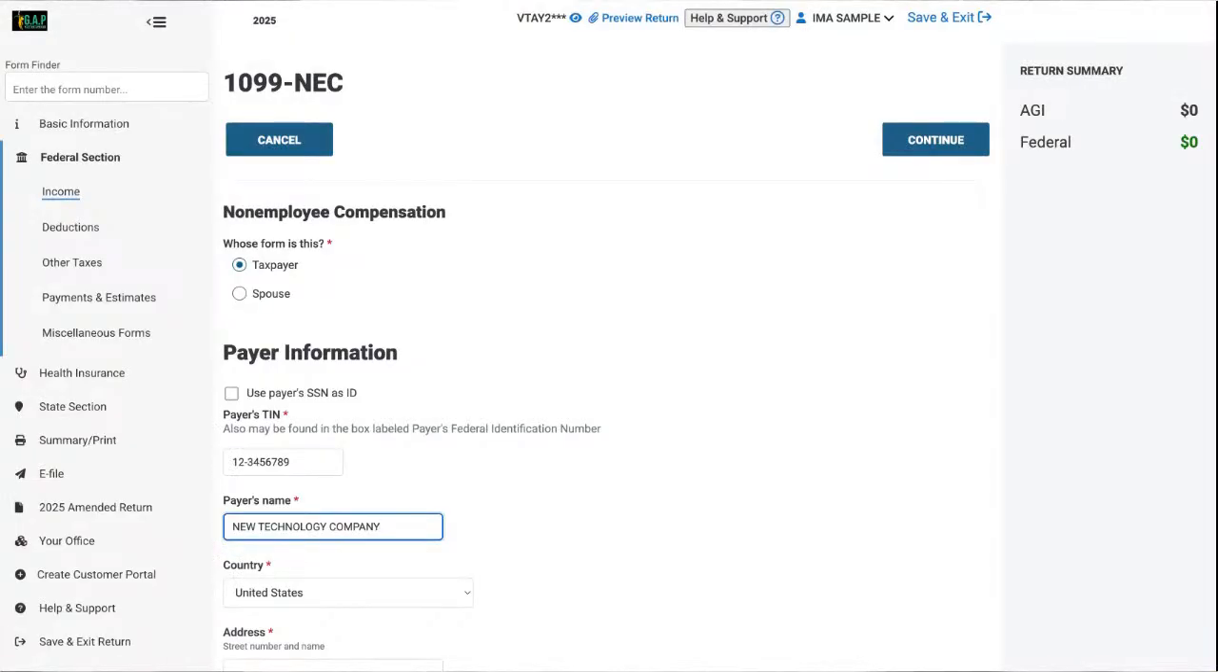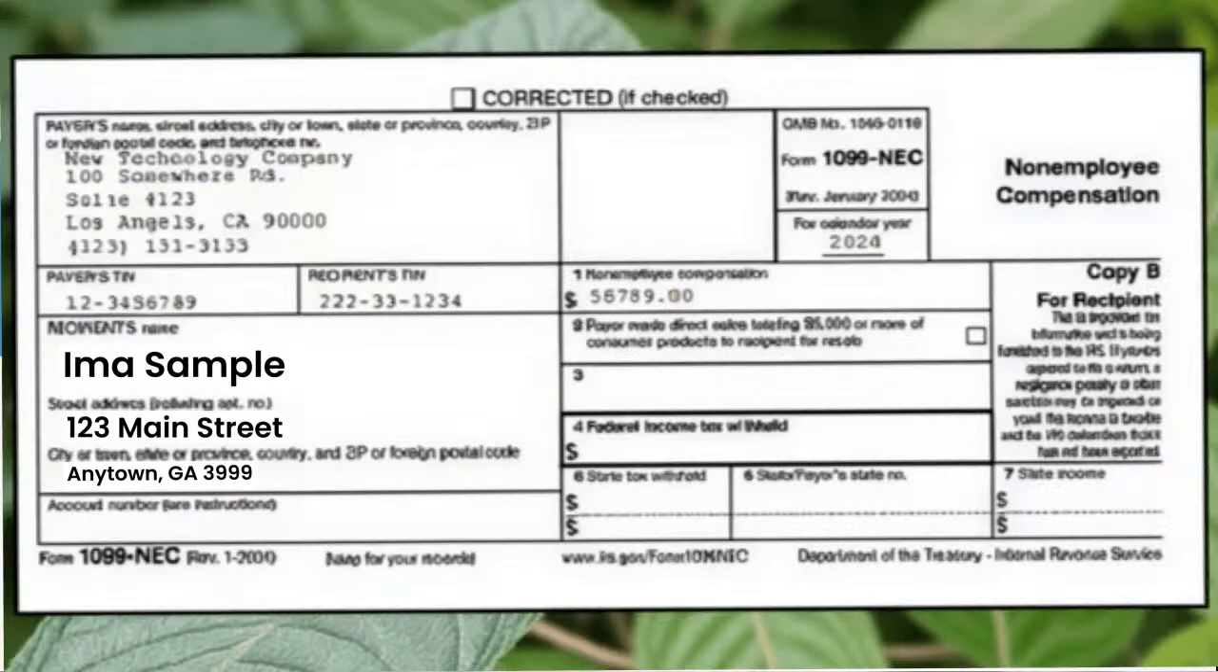New Technology Company. All right, I'm going to go ahead and enter the address, which again, these are fictitious. 100 Somewhere Over the Rainbow Road, just somewhere road. And then the zip code is 90000. Again, made up. I can literally put in any number in there and it'll be, that's the funny part.